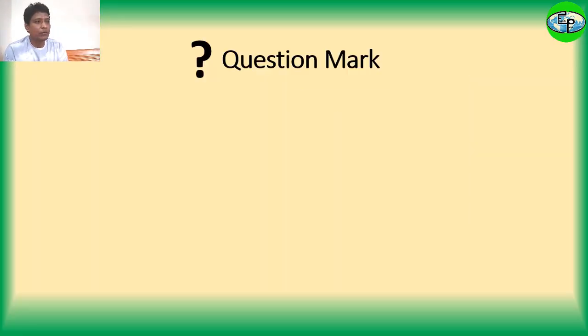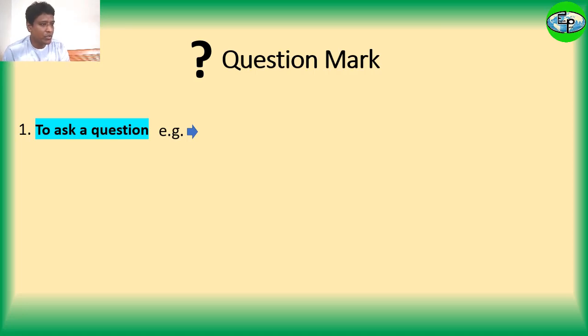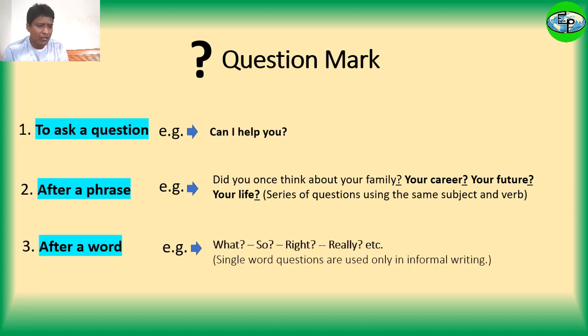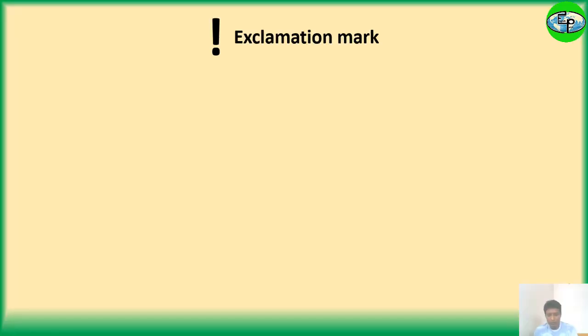Question mark. To ask a question, for example, can I help you? After a phrase, for example, did you once think about your family, your career, your future, your life? Series of questions using the same subject and verb. After a word, for example, what? So? Right? Really? Etc. Single word questions are used only in informal writing.